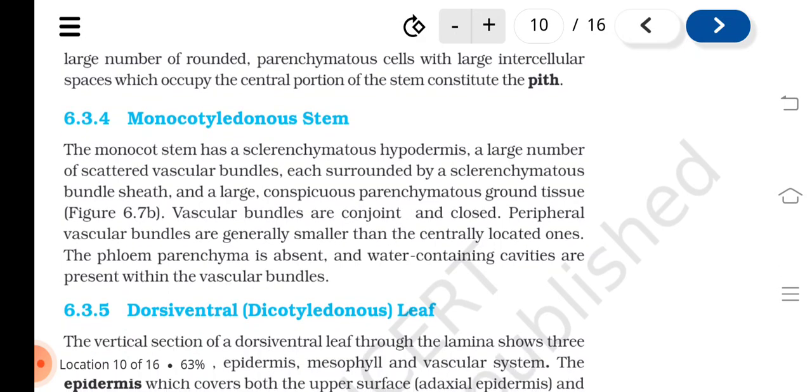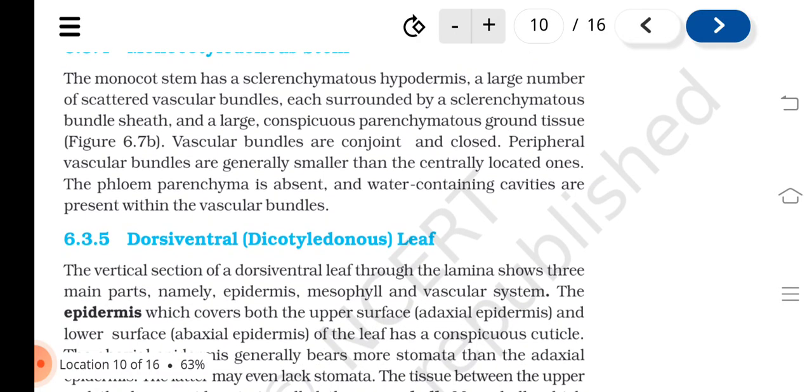the pith. Monocotyledonous stem. The monocot stem has a sclerenchymatous hypodermis, a large number of scattered vascular bundles, each surrounded by a sclerenchymatous bundle sheath, and a large conspicuous parenchymatous ground tissue. Figure 6.7b. Vascular bundles are conjoint and closed. Peripheral vascular bundles are generally smaller than the centrally located ones. The phloem parenchyma is absent and water-containing cavities are present within the vascular bundles.